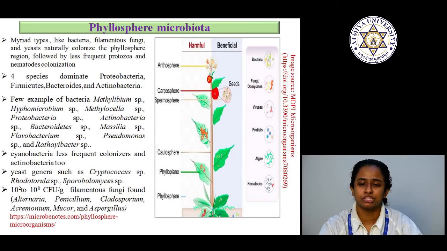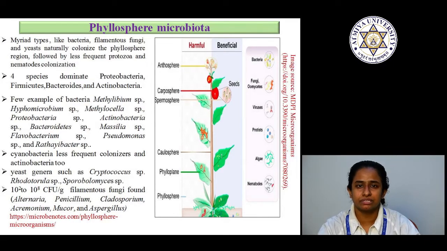You can also see in this picture that the red color depicts harmful microbes and the black color depicts beneficial microbes. So in regions like the seed or the carposphere, you can have the availability of beneficial microbes too. Both types of microbes, beneficial and harmful, are there in these different regions like the caulosphere, anthosphere, spermosphere or the phyllosphere region. A few examples you need to know under the main 4 families which dominate the phyllosphere region: proteobacteria, firmicutes.